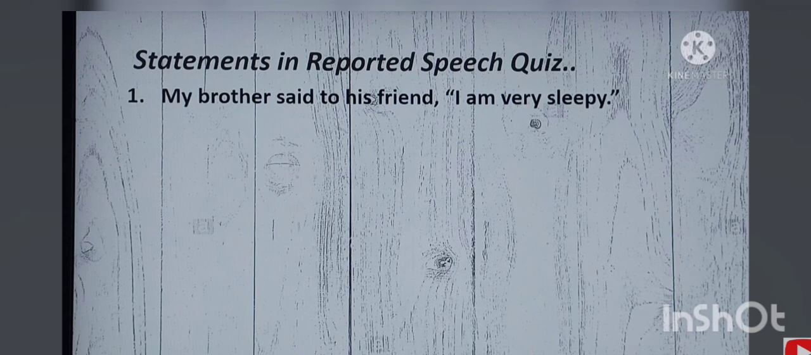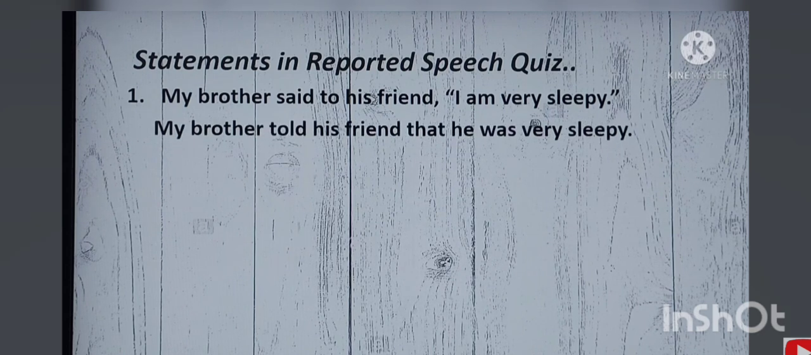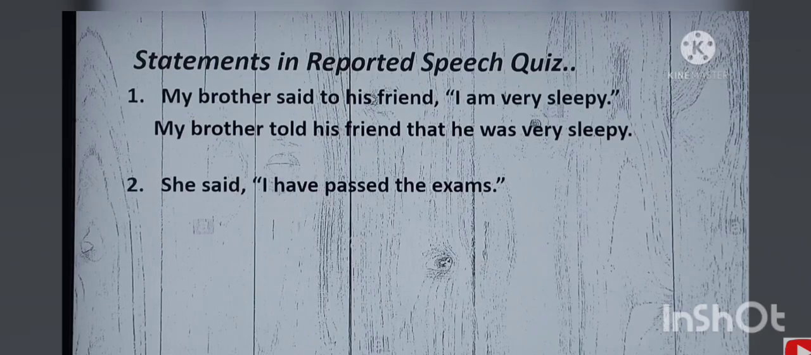Okay, I'm sure you wrote it. So, the answer is, my brother told his friend that he was very sleepy. Told his friend. He says, not said to his friend becomes told his friend. And remember, we have learned, I am very sleepy. I am, the present tense. The present simple becomes the past simple. Okay, the next question, number 2. She said, "I have passed the exams."